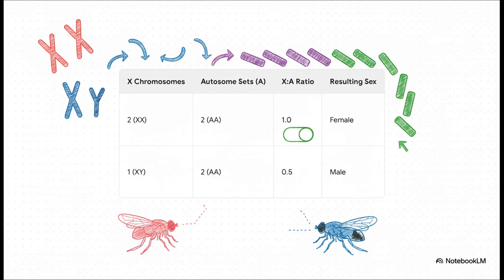Check out this table. If an embryo has 2 X chromosomes and 2 sets of autosomes, well, that gives it a ratio of 1.0, and that is the trigger for the female development pathway. But if an embryo has just 1 X chromosome, its ratio is 0.5, and that starts the process of male development. It's really that clear-cut.